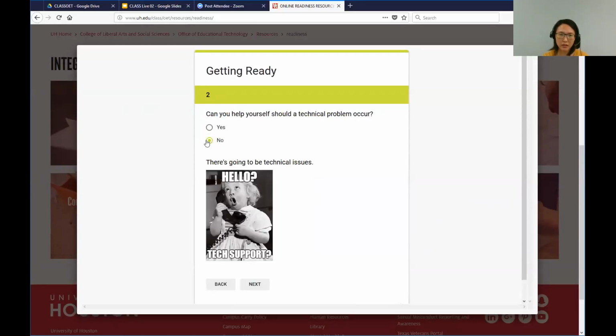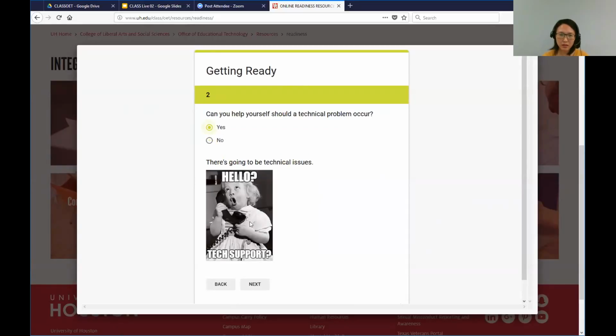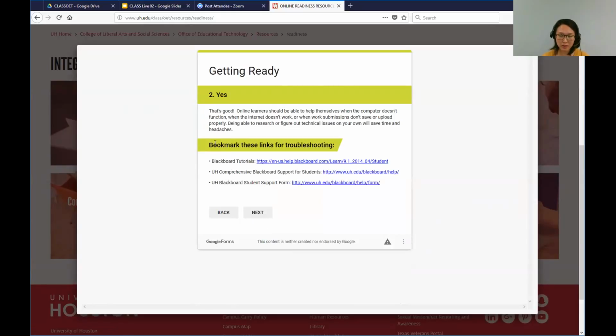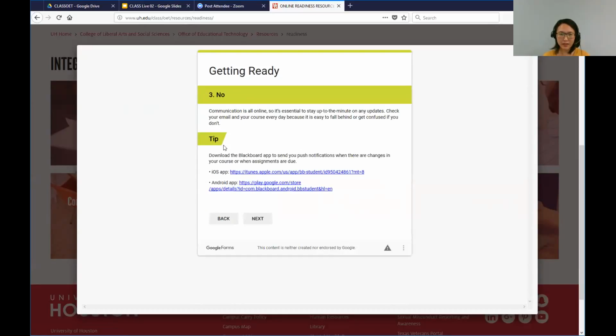So if I click here, can you help yourself should a technical problem occur? If the student clicks no, then it shows them who they should contact should they have a problem. But if they click yes, they'll still get the same tips. They'll just get a different response for their yes or no answer. Okay. The third question is, will you be able to check your email and Blackboard course every day? And then it gives them a tip, if they have trouble checking emails, to download certain apps that would give them push notifications.